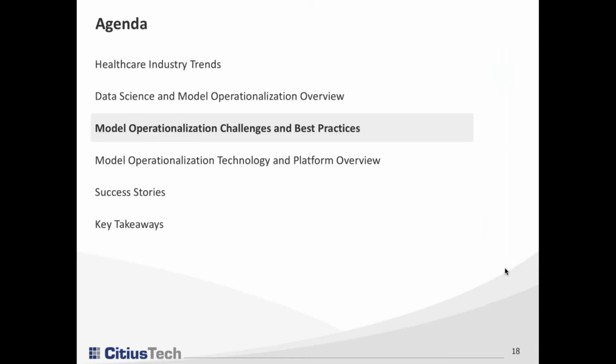So hopefully that gave you a little bit more insight into what model operationalization is. And that obviously is at a very high level. There's a lot of deeper technical detail that underpins a lot of that, which is outside the scope of this discussion. So we'll now talk about some challenges and best practices for each of the 4 steps of model operationalization.